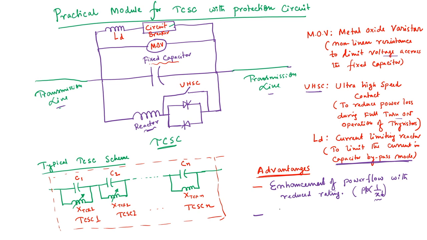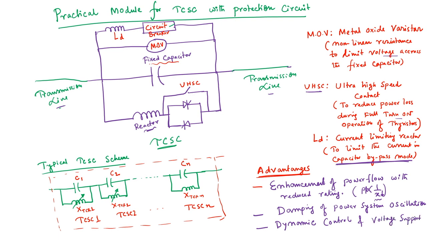Now, second, it can provide damping of power system oscillations. How it provides damping, I am going to discuss at the end. And also it provides dynamic control and voltage support. Also, there are some other roles of the TCSC, which I am going to discuss when I discuss the application of TCSC in power systems in detail.